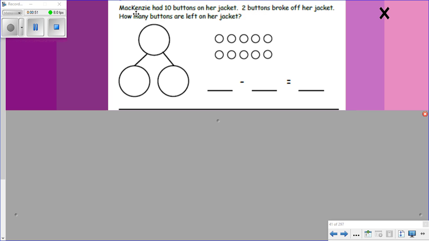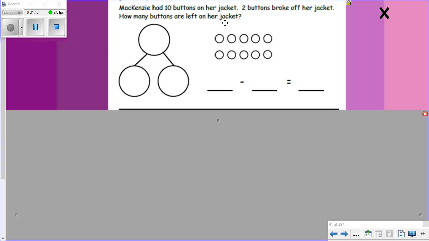This is a character name, Mackenzie, a person's name. Mackenzie had 10, that's a B, buttons on her, maybe I have to sound this out, jacket. 2 buttons broke off her jacket. How many buttons are left on her jacket?